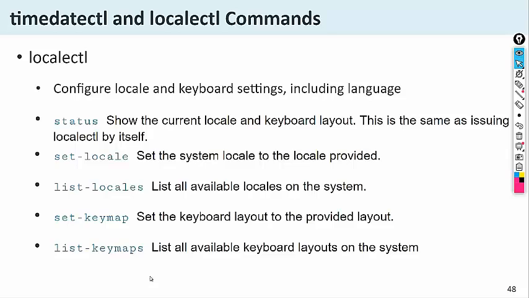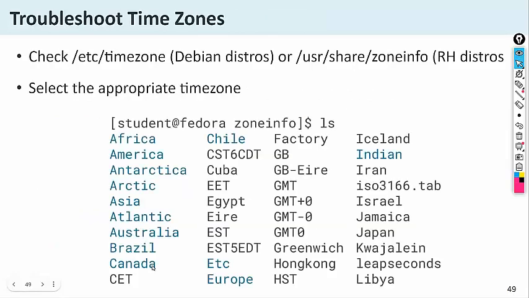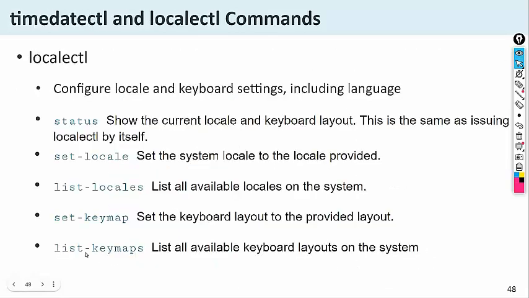So if you want to set the keyboard and the language, you can use the localectl command, which will help you change this. First, you can use the status command, then set-locale, list-locales, set-keymap, or list-keymaps. First, you will identify the keymaps. So list-keymaps, and access list-locales using this one, and all these things.